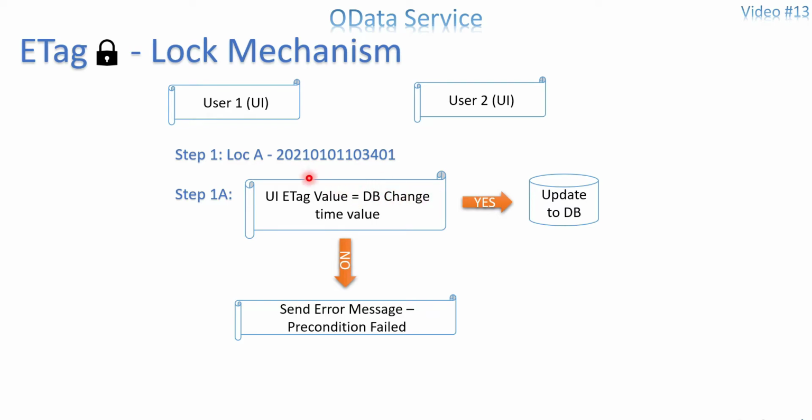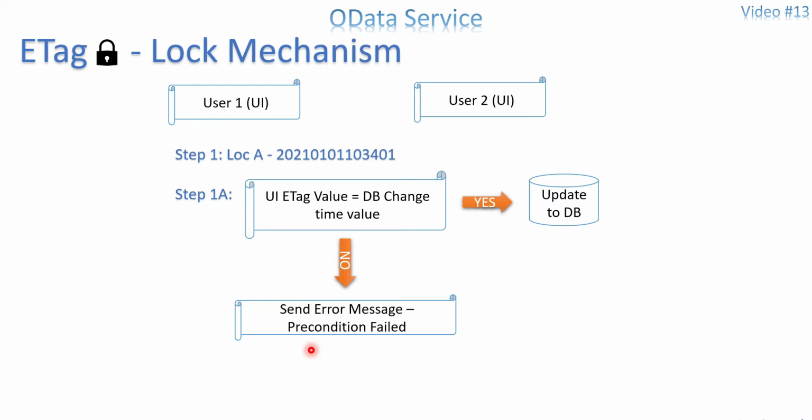They're going to check whether the ETag value and the database change time value, the particular field value, are the same or different. If it is the same, then it will allow you to update the database table. If it is different, then you will get an error message, technically called precondition failed. It's not a custom message, it's a standard message, shown very clearly: precondition failed.